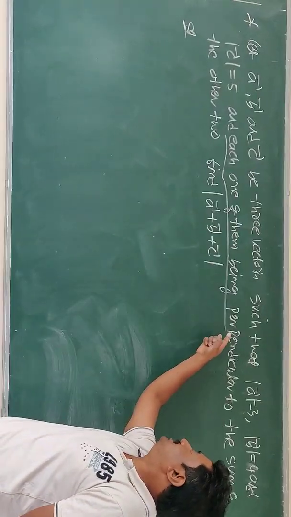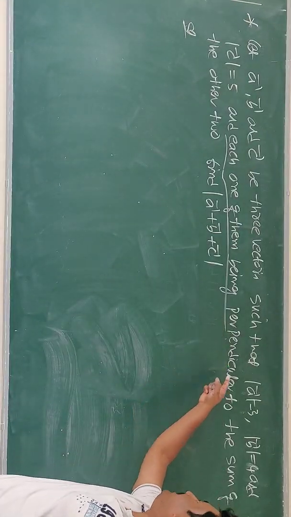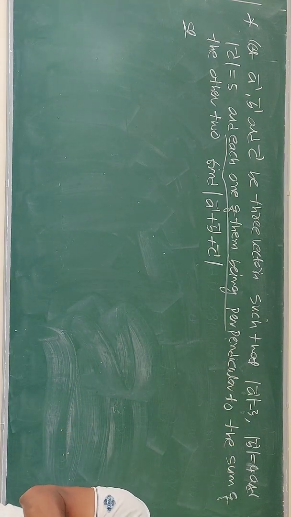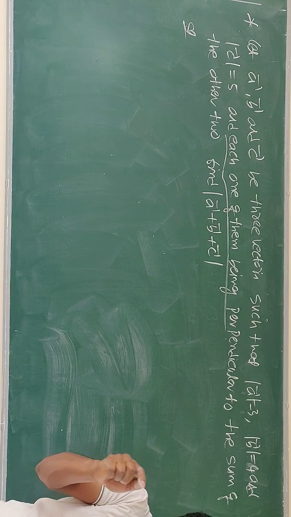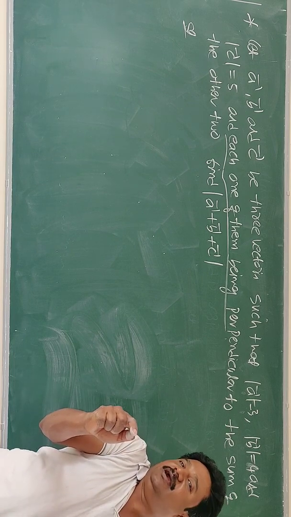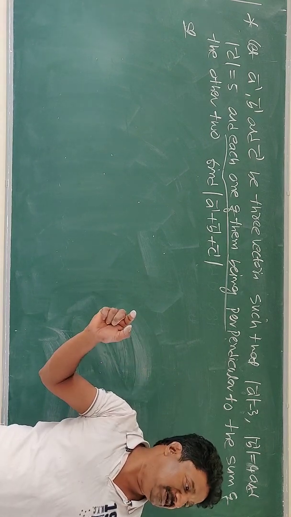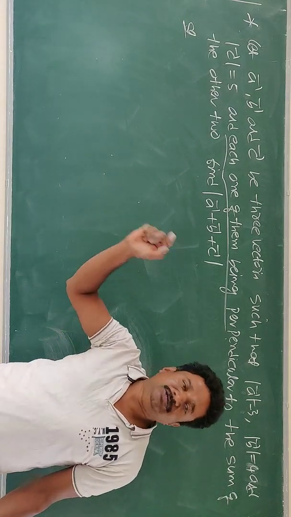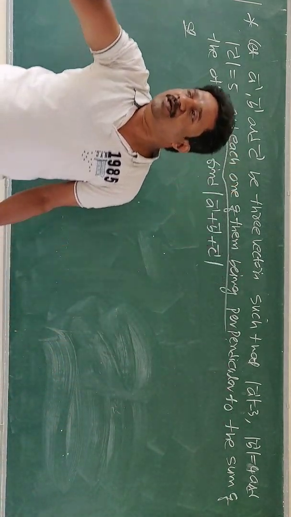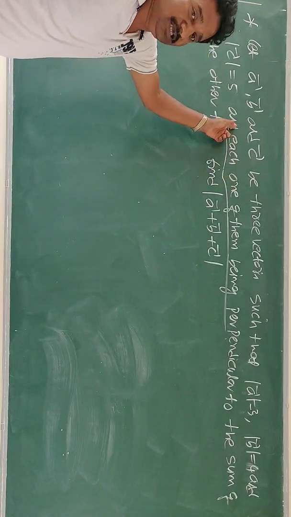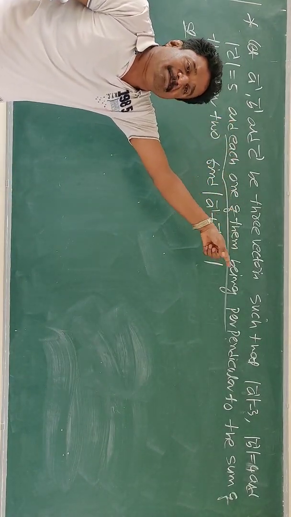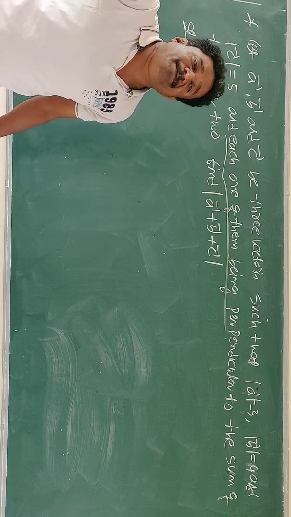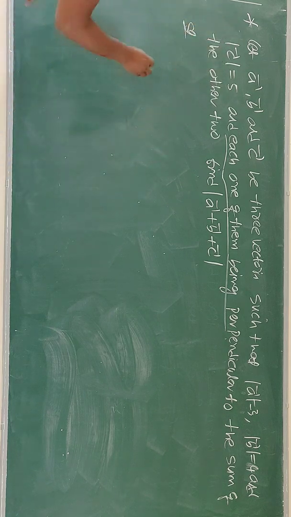Each one of them is perpendicular to the sum of the other two. What does it mean? Vector A is perpendicular to, what is the sum of the other two? B plus C. Vector A is perpendicular to B plus C. Vector B is perpendicular to C plus A. Vector C is perpendicular to A plus B. Try to understand that line.